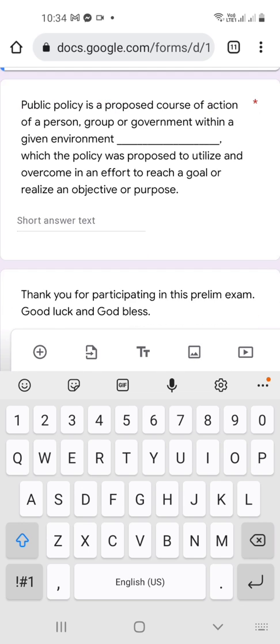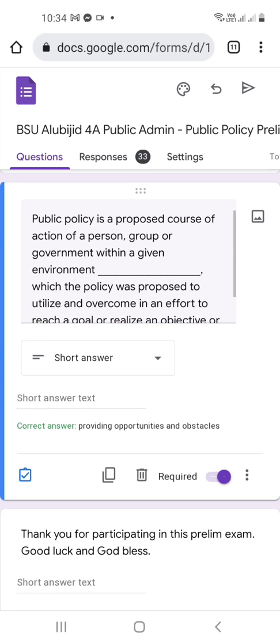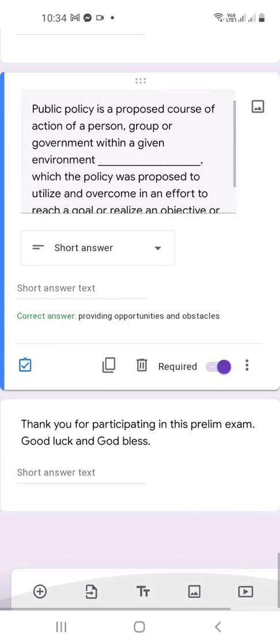Why is it wrong? Public policy is a proposed course of action of a person, group, or government within a given environment. Blank. So the correct answer is providing opportunities and obstacles. No space, no capital letter for P in providing, and then not opportunity because it's supposed to be opportunities and obstacles. So that's it. It's a very easy preliminary examination.